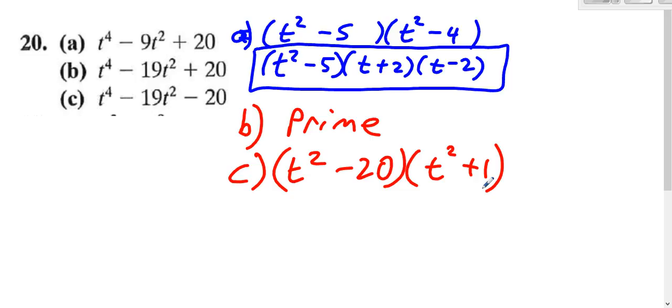See if they factor any further. T squared minus 20. 20 is not a perfect square, so no, it doesn't. T squared and 1, those are perfect squares, but it's got a plus, so no, they don't factor further either.